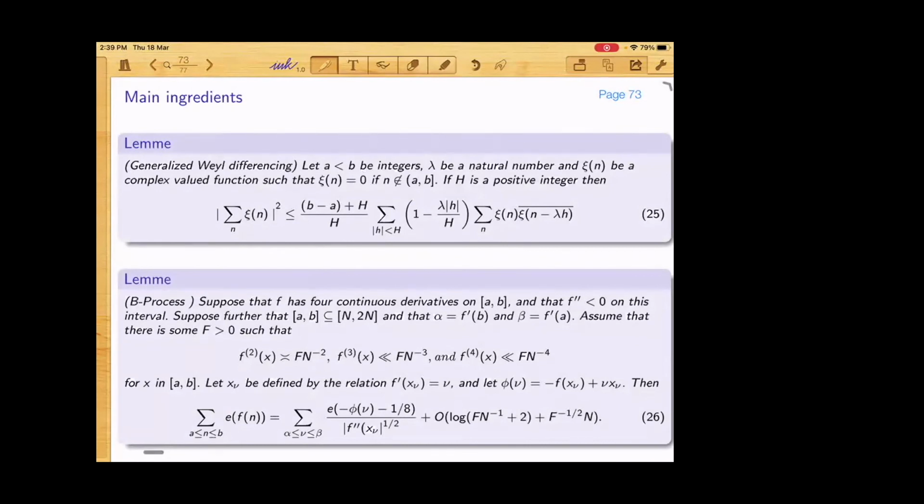These are the things that we have used. This is Weyl differencing. So this rearranges the sum in a more amenable way. And then we have used the B process.